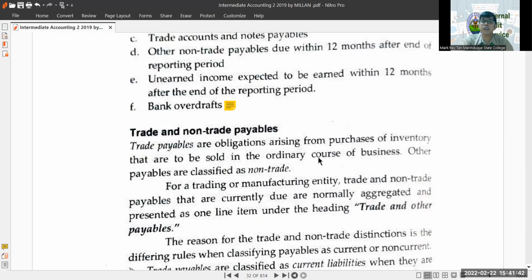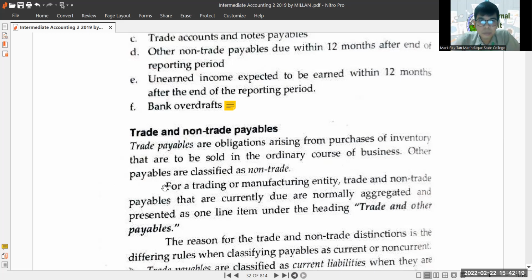Pag sinabi natin in the ordinary course of business, ibig sabihin, that is transactions made or done in conducting the nature of the business or the routine of the business. Kung merchandising yung company, they do activities or transactions that are related in the merchandising business. Ordinary course. Okay?